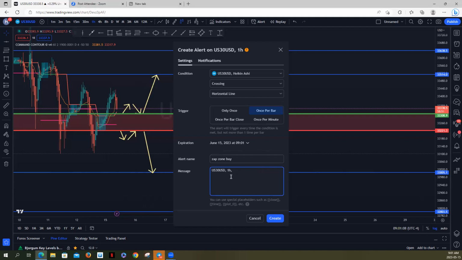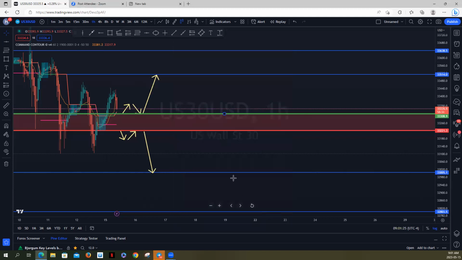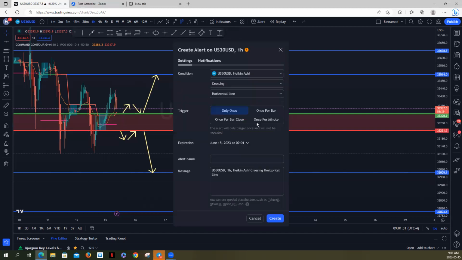US 30, I like to keep the time frame on there because the time frame is very important. US 30, 1 hour, zap zone break. So we have that alert there. Once per bar, 1 hour, US 30. Zap zone.